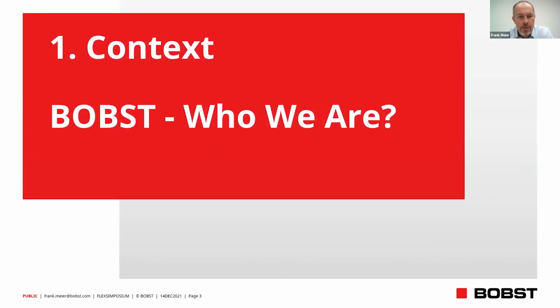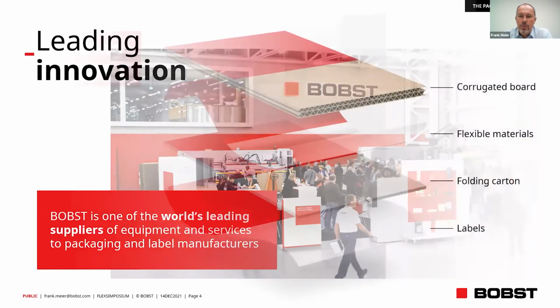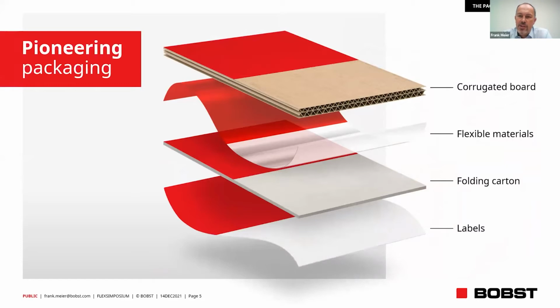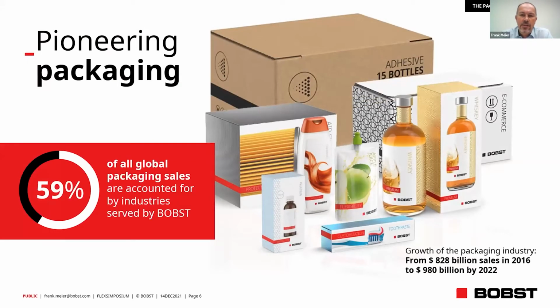To start, BOBST, a Swiss-based company. Who we are: about 5,000 people worldwide. We are leading the packaging industry. Innovation is very important to us. And when we say packaging, there are different types of packaging. We have a very broad palette of solutions for the packaging industry. It can be corrugated board, it can be flexible materials, foils, films, it can be folding carton, and it can be labels.